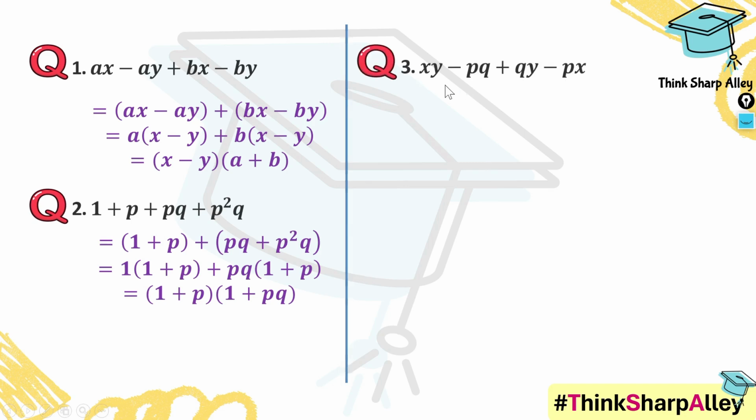So in this question you see from the first two terms there is nothing common. And is there anything common coming from the next two terms, qy minus px? No, right? So here we need to arrange the terms properly before grouping. So let us arrange the terms. With xy I am taking qy because we can see we have one y common, and with minus pq, minus px. You could have taken xy with minus px because we have x common over here too, and you would have arrived at the same result.